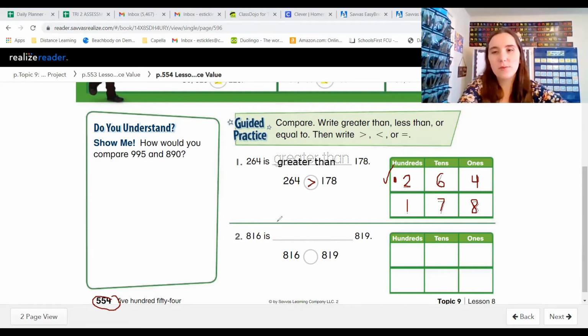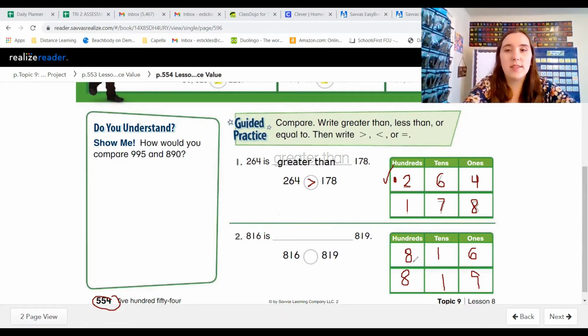Let's do number 2. We have 816 and 819. Let's line them up first in our hundreds chart. Ooh, these numbers are very close, friends. So let's look at the hundreds first. Are they the same or is one bigger? They're the same. The tens, they're the same too. So we have to come all the way down to the ones. We have 6 and 9. Which one's bigger? 9, which means 819 is the bigger number.